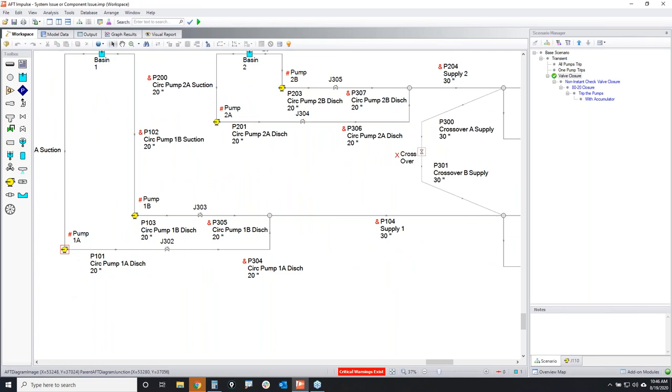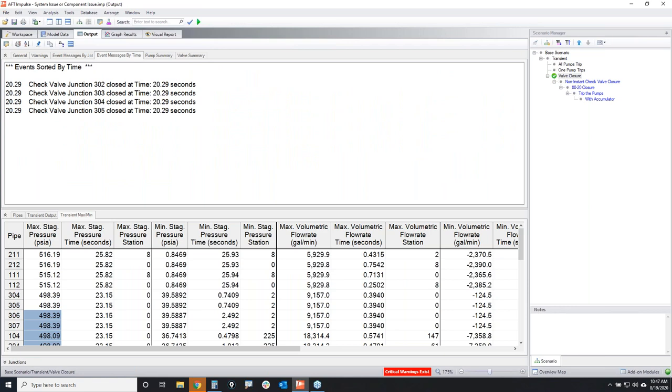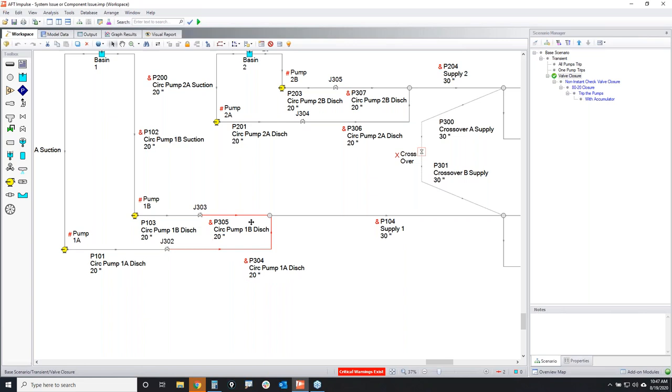Another thing I want to point out is with these check valves, we should see if they close. So if we go to the output window on the event messages time tab, we can see here that these check valves close at 20.3 seconds. So at 20.3 seconds, that's when we would expect the velocity for each of these pipes to be, we should see the velocity get to be zero. So let's take a look.